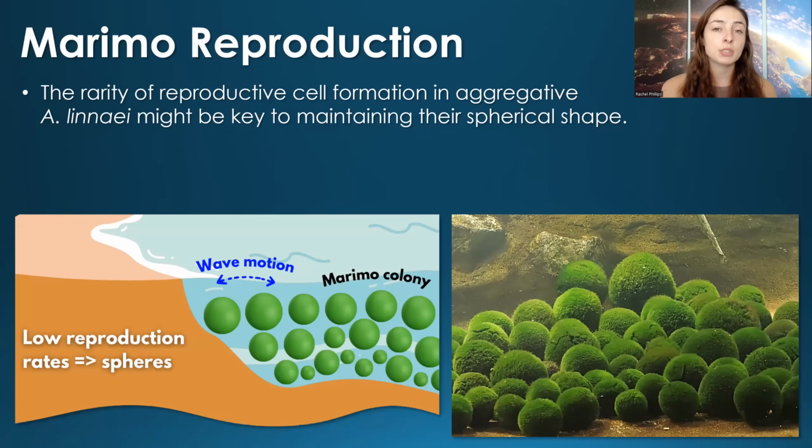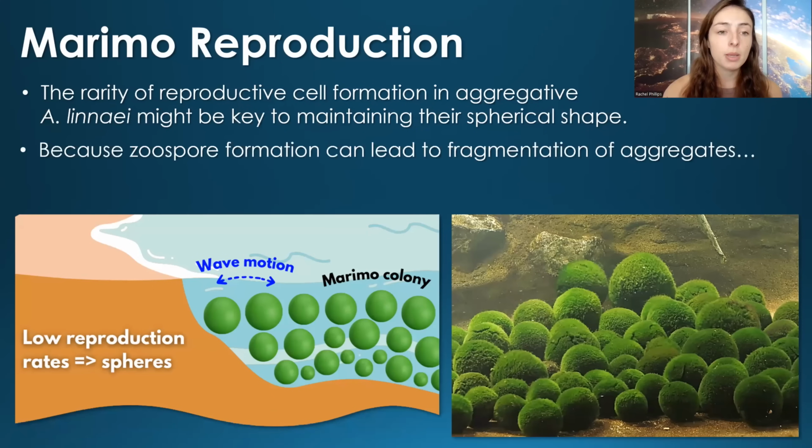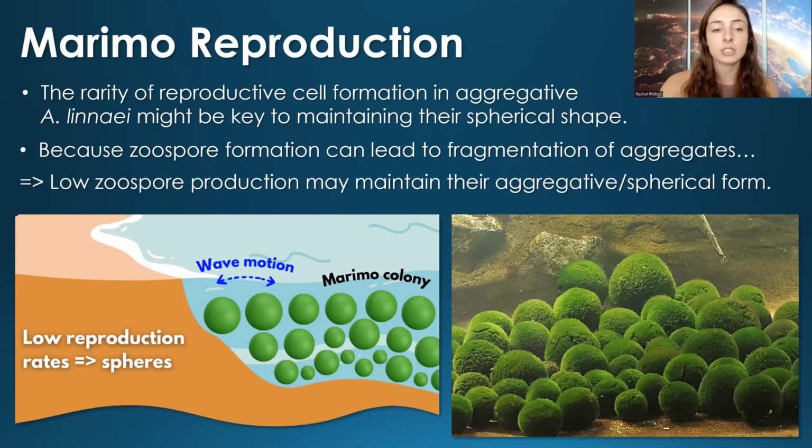It's also been proposed that the rarity of reproductive cell formation in the aggregate forms of this algae, the mossball forms, might be key to maintaining their ball shape. Because zoospore or reproductive cell formation can lead to the fragmentation of aggregate forms of this algae, it's thought that very low levels of reproductive cell formation in aggregate forms may maintain their spherical form.